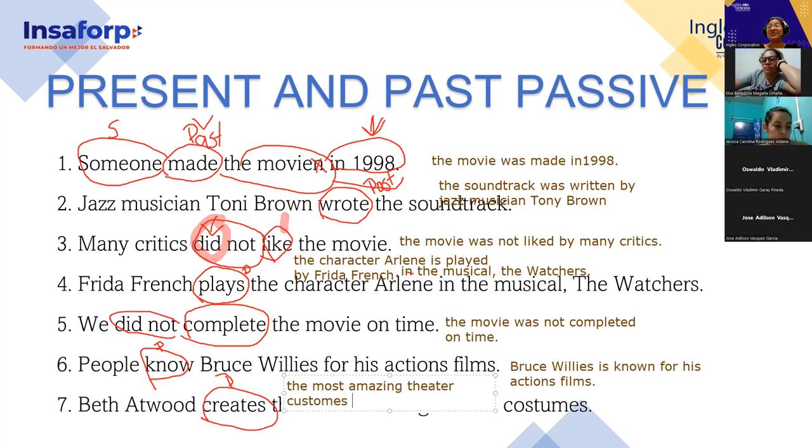Lo que pasa es que en presente no solo hay una opción. Are. ¿Por qué? Costumes. Porque está hablando en plural. Okay. Are created by Beth. Ah, aquí sí es importante. Yes. Okay. By Beth Atwood. Atwood. ¿Y ahí todas las passive voice in present or in past?